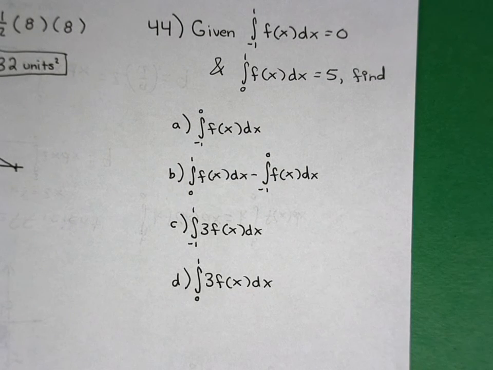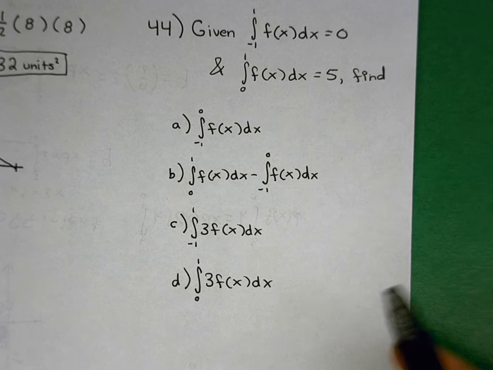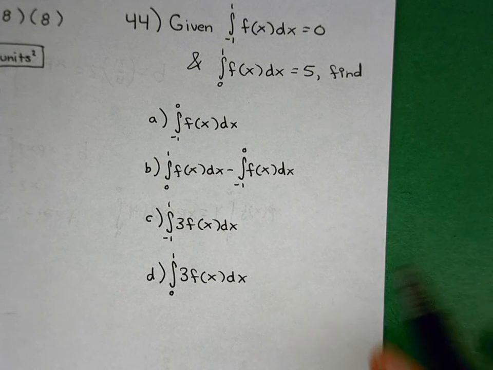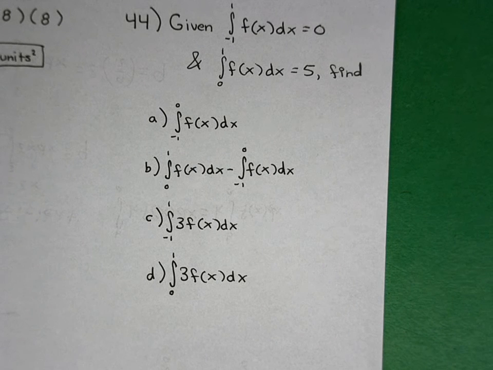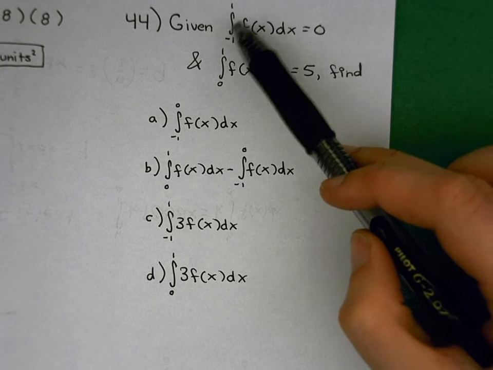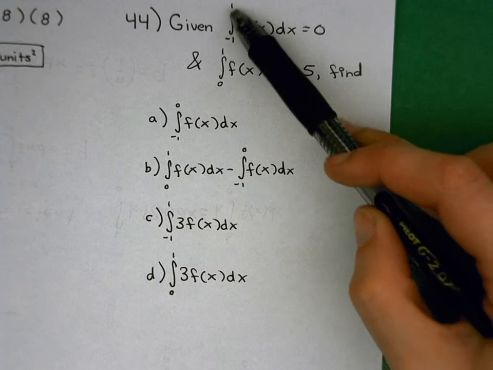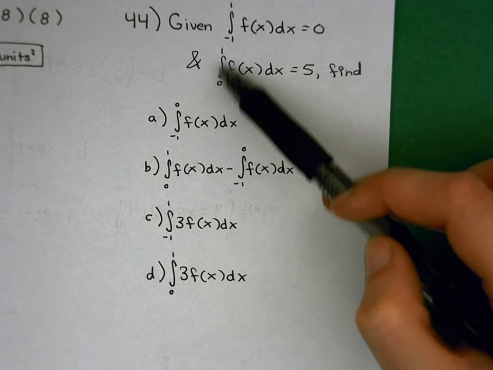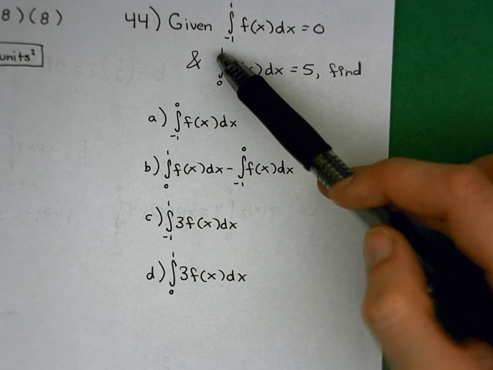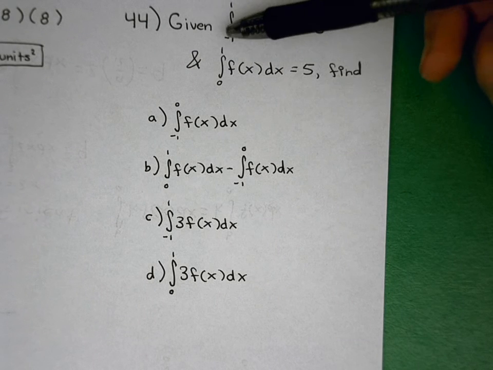Again, I have no idea what the shape looks like, but whatever it looks like, the area from 0 to 1 is 5. And then they asked me to find 4 other facts. The first one here is, what is the integral from -1 to 0 of f of x dx? Well, I'm told that from -1 to 1, that whole area is 0, and then I'm given a piece of that shape, that 0 to 1, right, which is part of this interval, right?